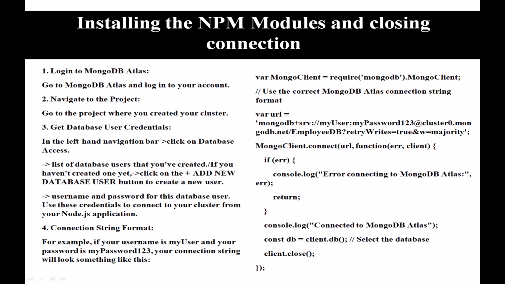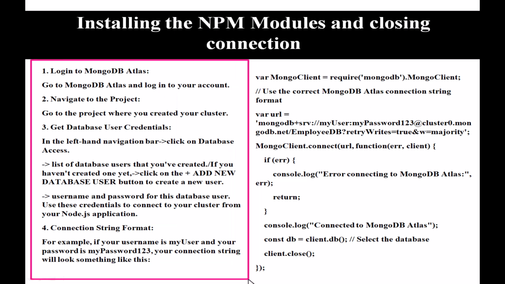So now here you have installing npm modules. These are the basic steps of how you are connecting. Log into MongoDB Atlas. Next, you are going to open your account. Whatever account name you have given, we will log in with your Gmail or whatever. Next, navigate to the project where we have created a cluster. Next, get the database user credentials.